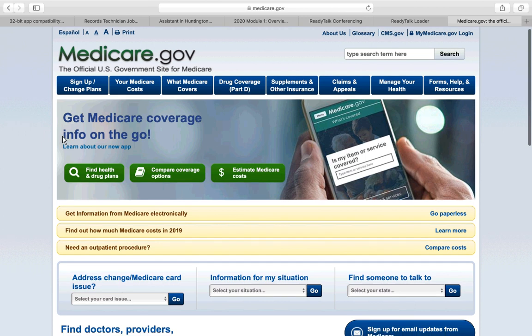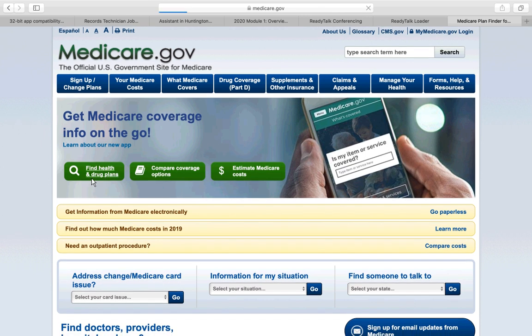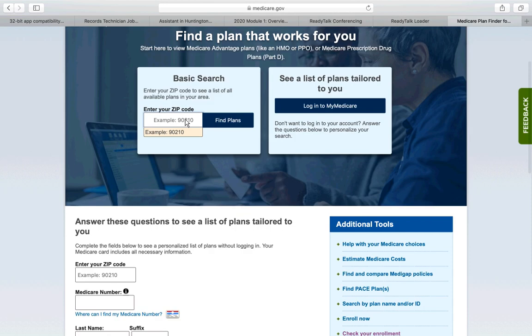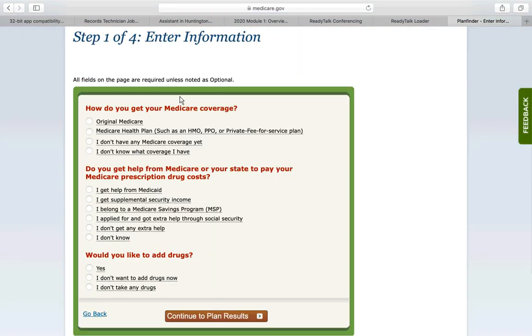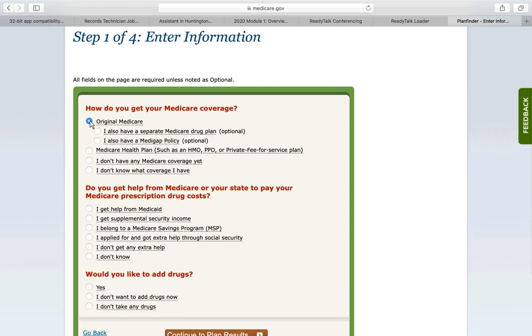So first thing we're going to do is click on Find Health and Drug Plans. I'm going to punch in the zip code where they live. It's very important that you don't just pick any zip code in their area. You want to narrow it down because what will happen is it's going to take us to a page that has pharmacies closest to them. All right, so we're going to click on Original Medicare. I always click on Original Medicare.